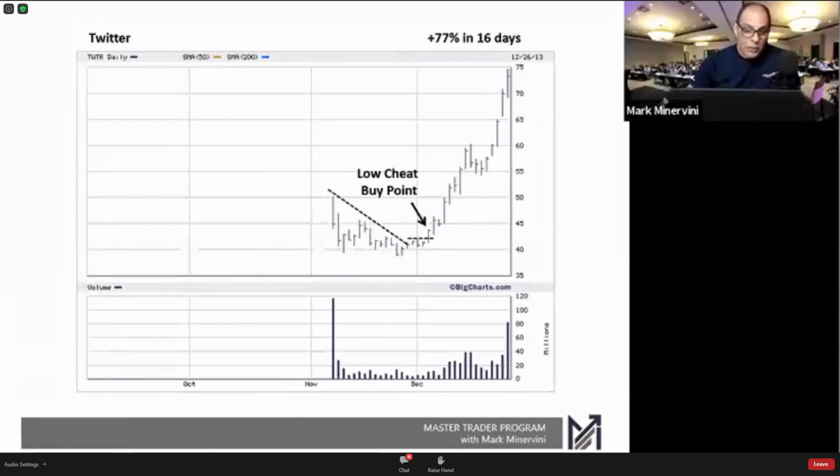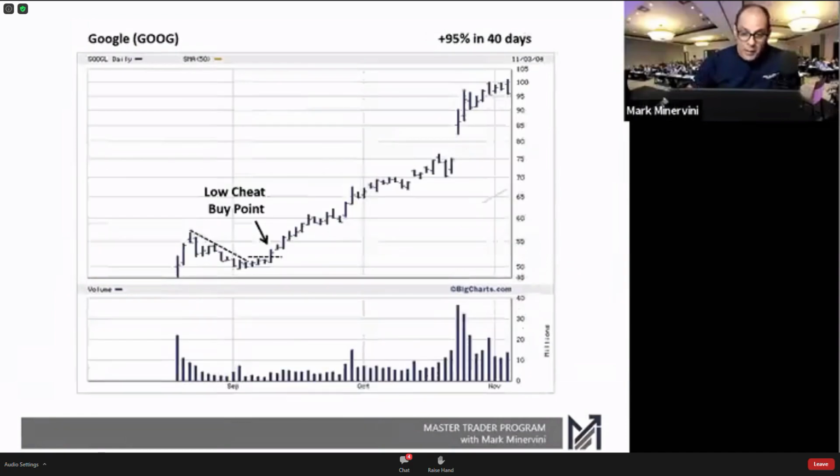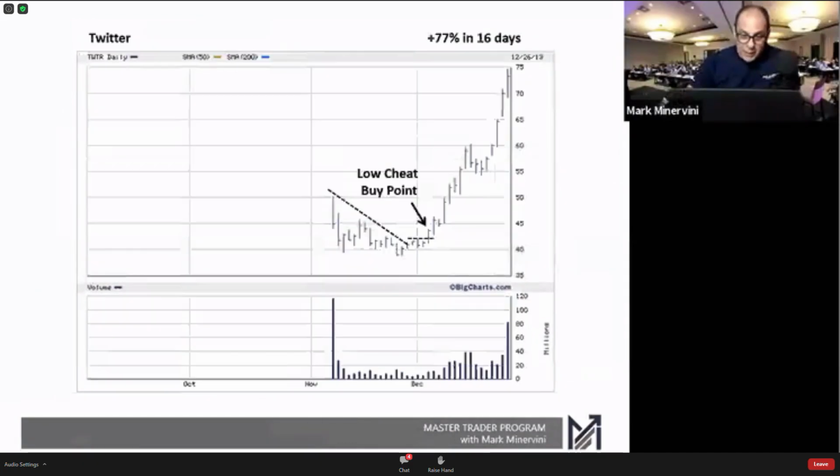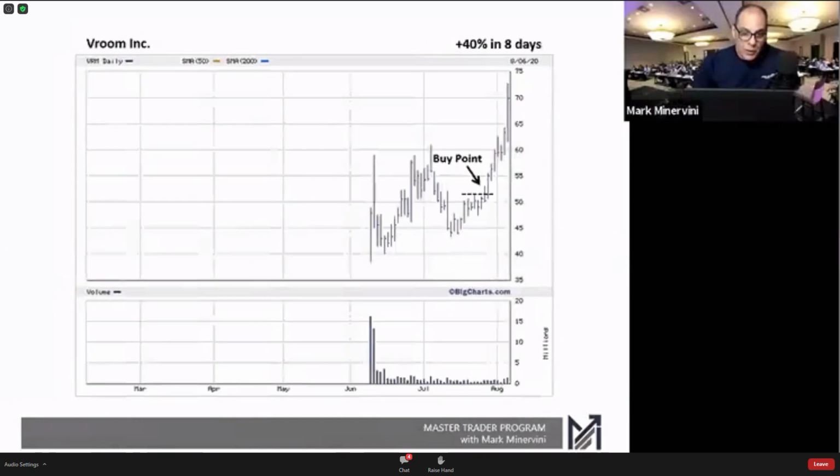But this almost looks like Google. If you put these two charts side by side, I'll just go back and you take a look at them, almost the exact same setup here. And here's Twitter, coming right out of here, up 77% in 16 days. So again, a very quick move. This is a super performance move in my book, 77% in 16 days. What a great move. And you'll see this over and over.